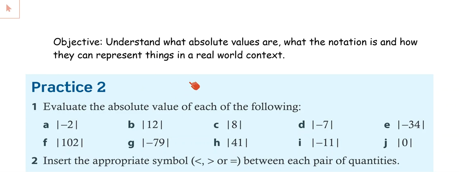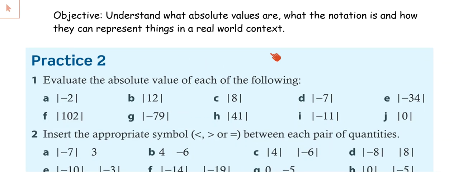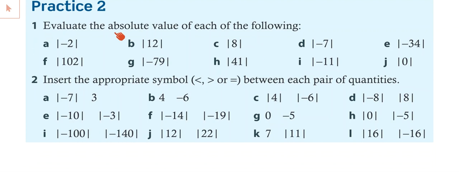Now, we looked at a number line last time. I see Sky has got his sheet from last time in front of him as well, with that number line with opposite numbers on it. That could be useful. So, today, we're going to look at absolute values. And practice 2 says, evaluate the absolute value of each of the following.